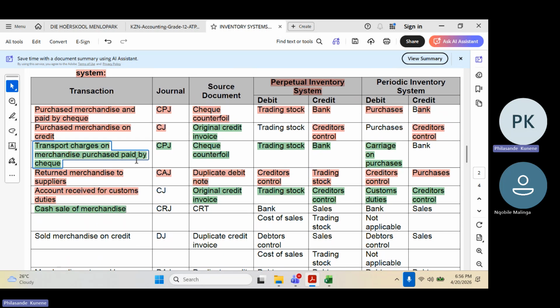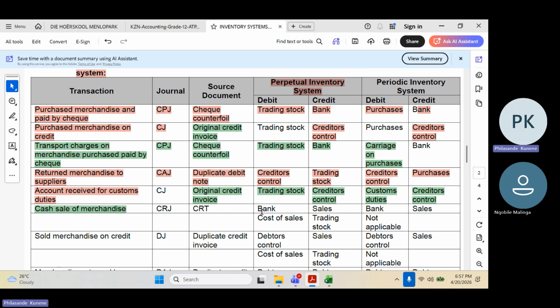That's why under perpetual, we're having something called a 4-line journal entry. 4 accounts are affected by perpetual, but under periodic, only 2 accounts. Let's see. Cash sale of merchandise, CRJ, because we're receiving cash. Then we have a CRT for the source document.